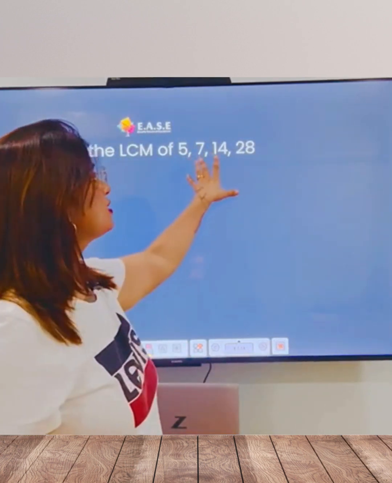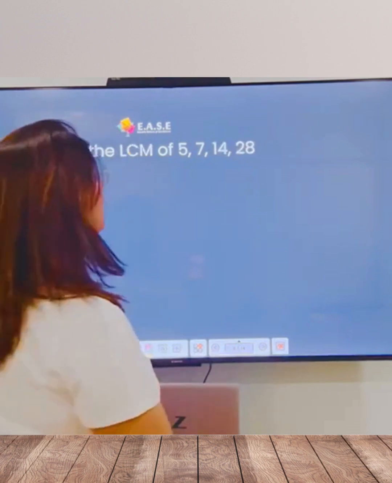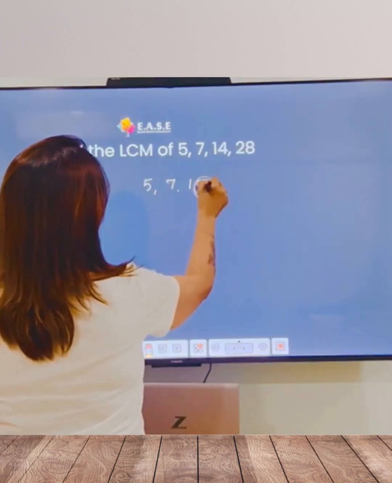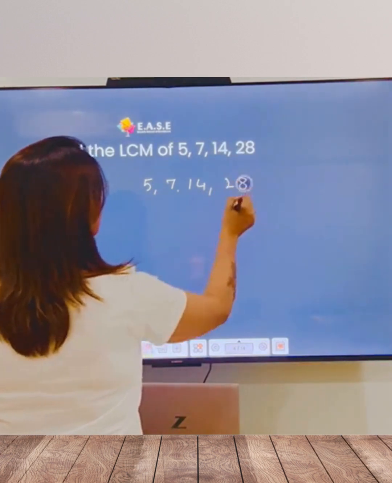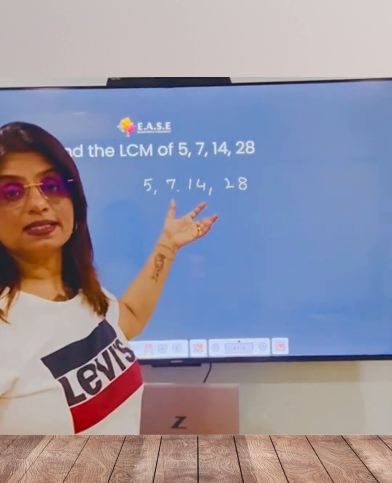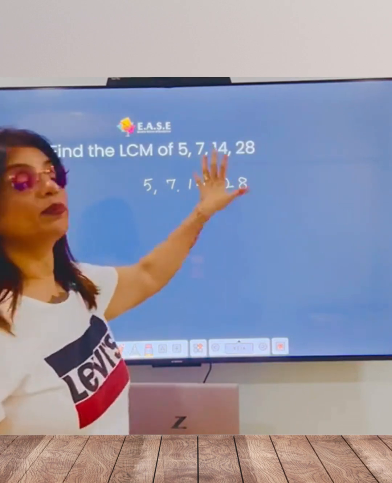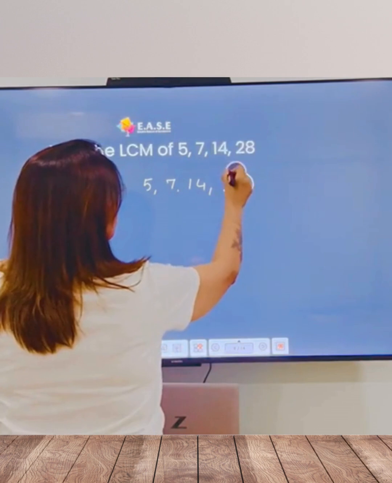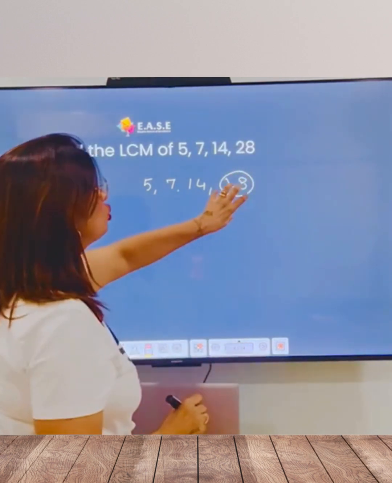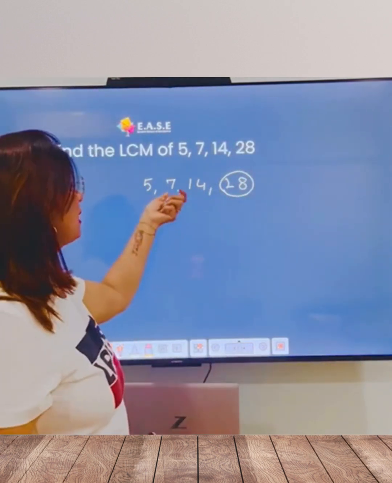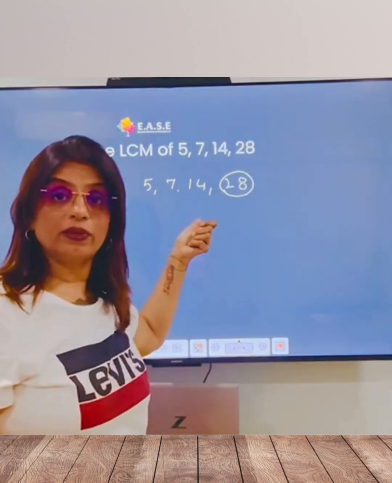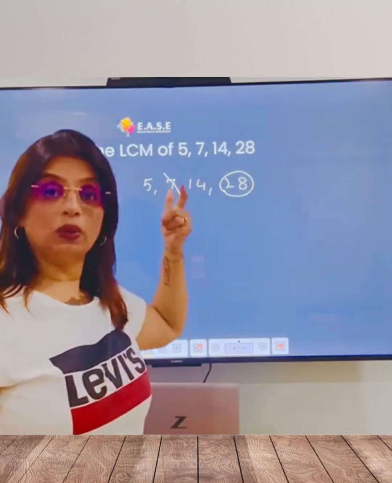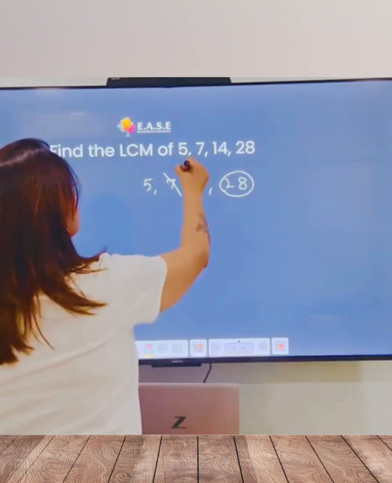You have 5, 7, 14 and 28. Let's see what we do here. When we find the LCM of these numbers, again you pick up the largest digit, which is 28. Now you check the 7 times table, will it have 28? Yes, you can cut it off. The 14 times table, will it have 28? Yes, so you can cut it out.